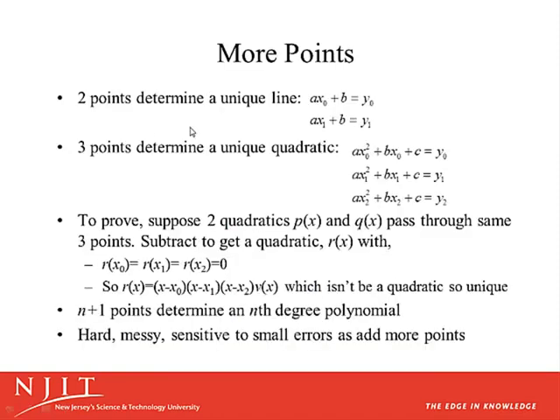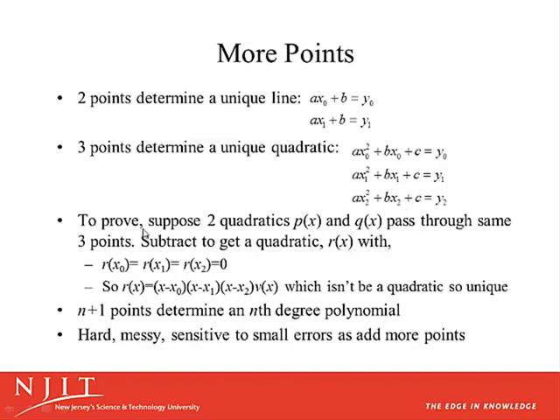Well, we know 2 points determine a unique line, and one way to show that is to solve the equations a x0 plus b is y0, a x1 plus b is y1, and as long as the determinant is non-zero, you get a unique line. One can also do the same thing for a quadratic and higher order equations, higher degree polynomials, and we can see we can get a unique quadratic when we have 3 points, and solving these equations gets messier and messier as we use more and more points.